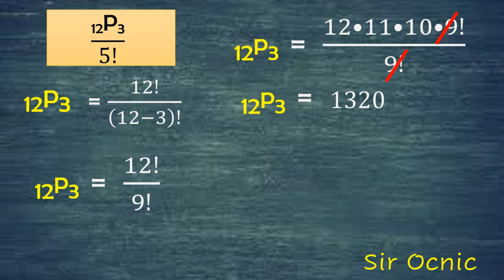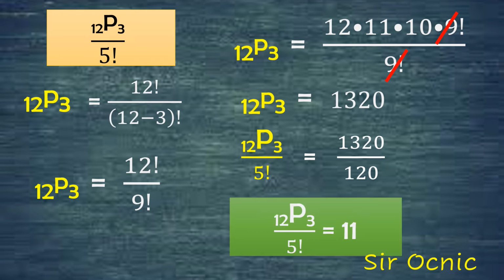That is the value of permutation of 12 taken 3 at a time. Let us now divide the result by 5 factorial. 5 factorial is equal to 120. 1,320 divided by 120 is equal to 11.